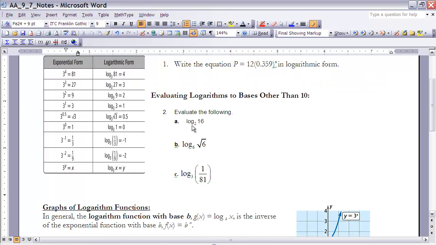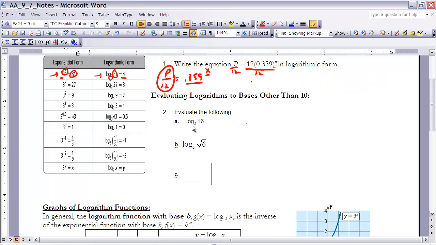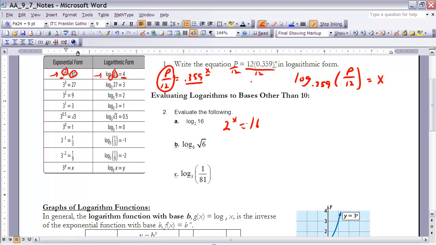So let's take a look at example 2, where we want to evaluate some logs with different bases. To do that, we want to think about moving back and forth between logarithmic form and exponential form. If I want to find the log base 2 of 16, really what I'm saying is 2 to what power is equal to 16? Well, if I take 2 to the 4th power, I get 16, so x would have to be equal to 4.